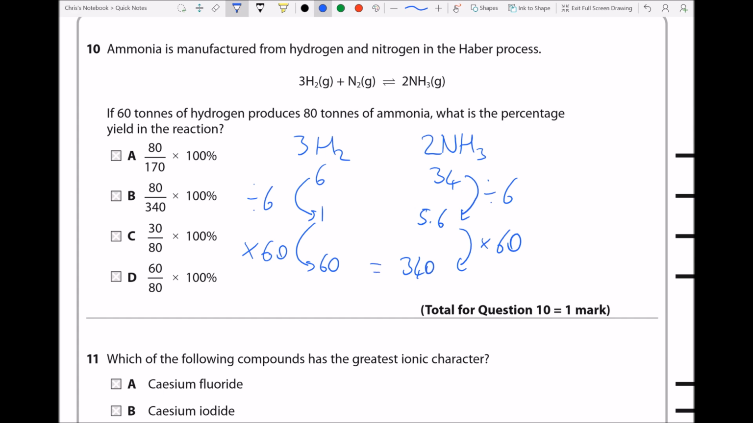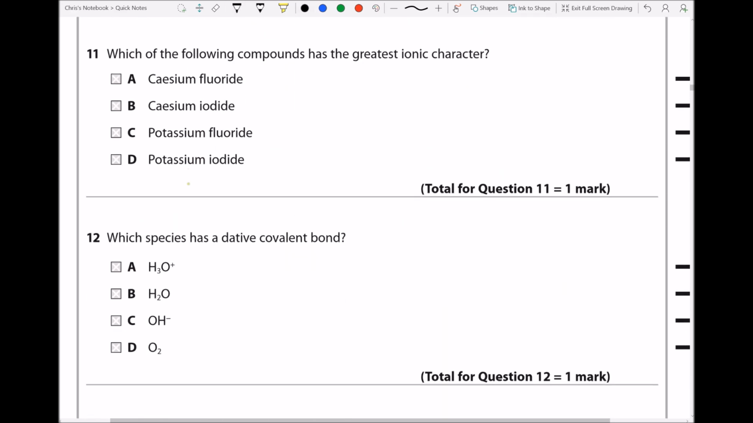So in theory, 60 tons of hydrogen should produce 340 tons of ammonia. So this is the number here. In theory, we should get 340. So the answer to this one is going to be B, which is 10. Okay. Question 11. Which of the following compounds has the greatest ionic character?